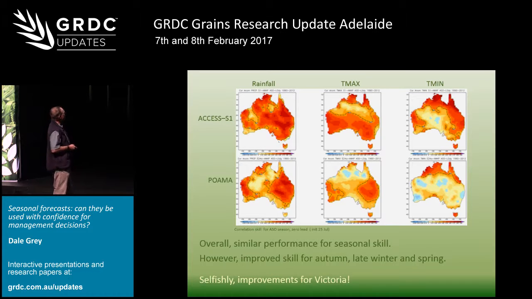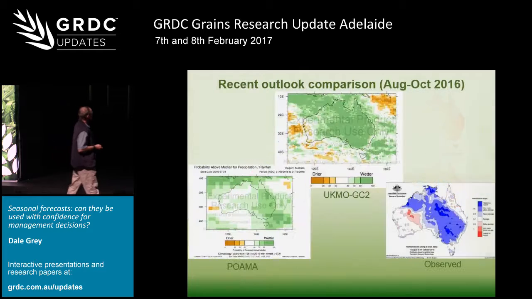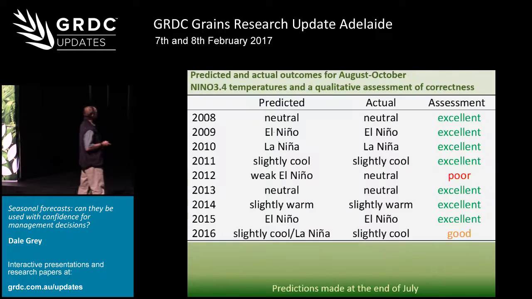Now, speaking to the Bureau yesterday, and quite excitingly, the Access model, for some reason, has greater skill than POAMA in that critical autumn period. So it actually has some skill as opposed to none. So we look forward to the bringing on of this, which we're led to believe is sometime in the last half of this year. I might move on.